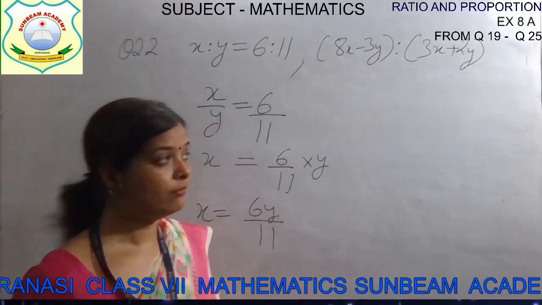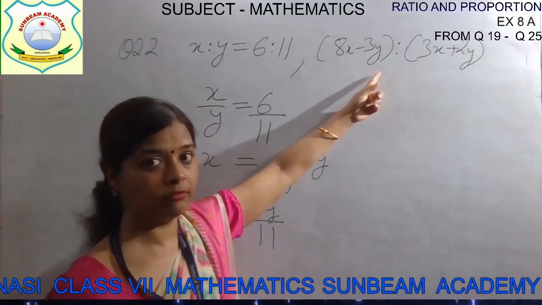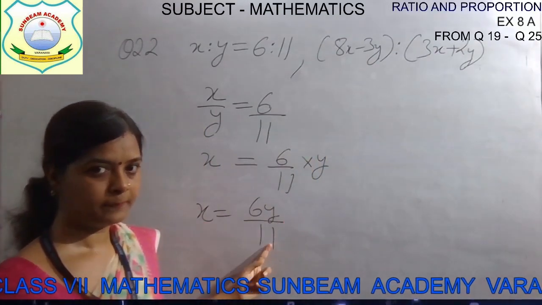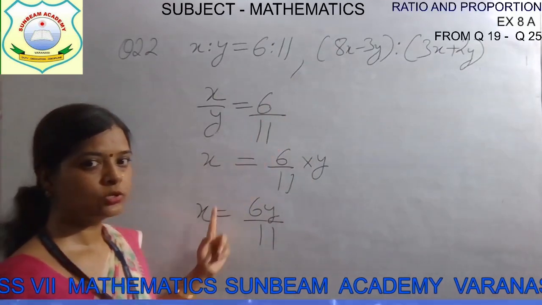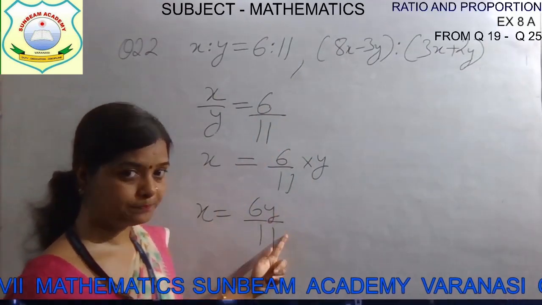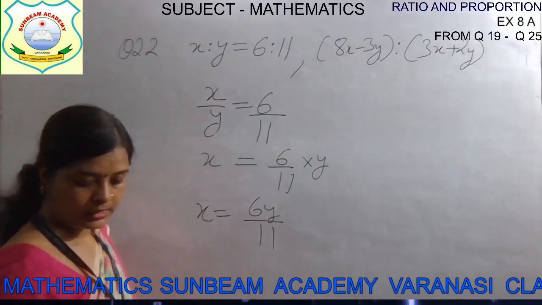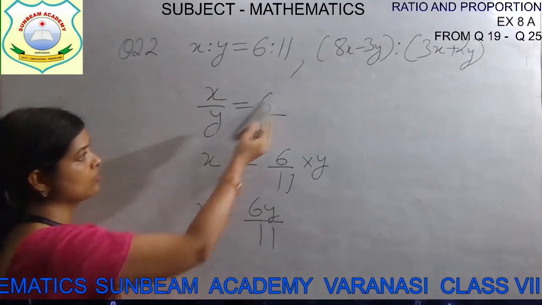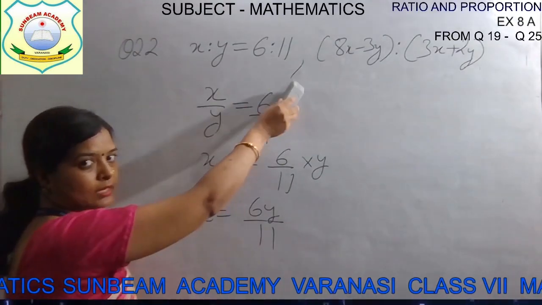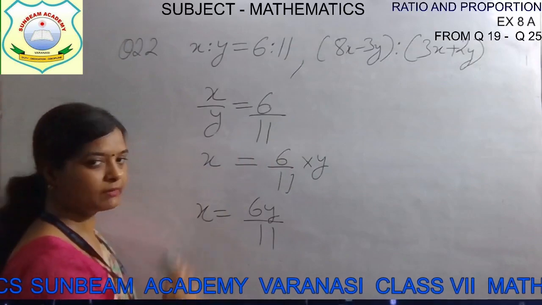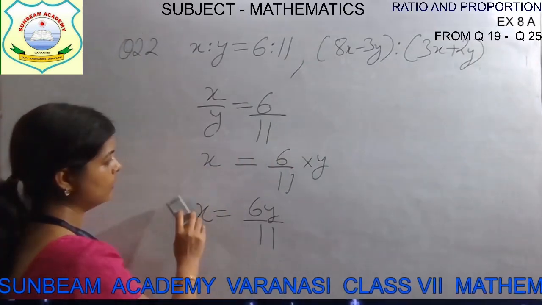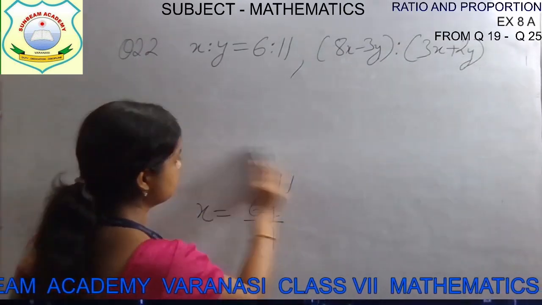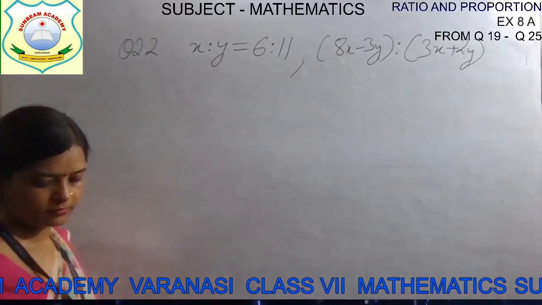So write down the value of x only. Y value we don't know. What is the value of x? This we have found. We have transposed y to the other side, so the value of x is in terms of y. Now let's write down. I am going to erase this. Quickly write down, or you can solve it also. Just place this y to the other side in the numerator. This is 6y by 11. Now I will use this x value in the question. 6y by 11.